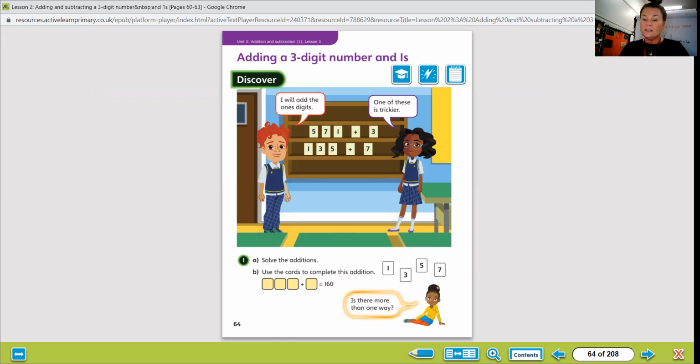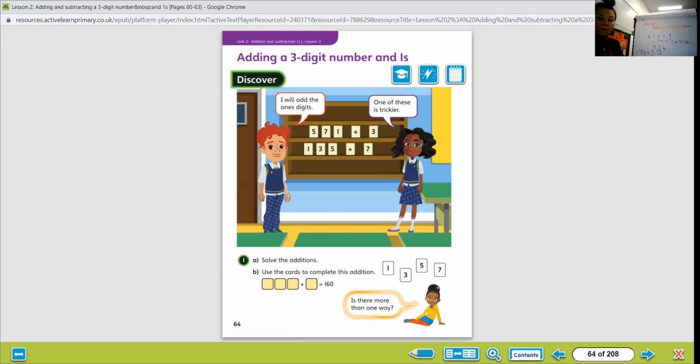So in 571, if we're adding 3, all we need to do is 1 add 3. So what is 1 add 3? 1 add 3 is 4. Perfect. So are we adding any tens? No. Are we adding any hundreds? No. So all we need to concentrate on is that 1 add 3 equals 4. As you can see on the board here, I've got 571 add 3. We're adding 1 and 3. We know 1 and 3 makes 4.